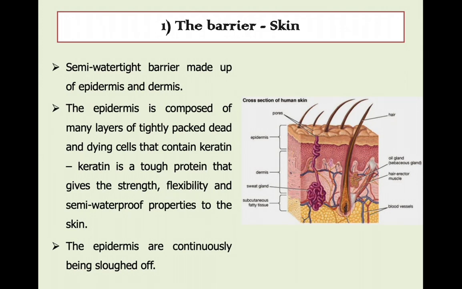It consists of 3 layers composed of epidermis, dermis, and subcutaneous fatty tissue. Okay, and the most important part in this response is the epidermis, which is packed with dead and dying cells that contain keratin. Keratin is a very tough protein that gives strength, flexibility, and semi-waterproof properties to the skin, right? And the epidermis is continuously being shed, like dead skin being replaced with new skin, right?